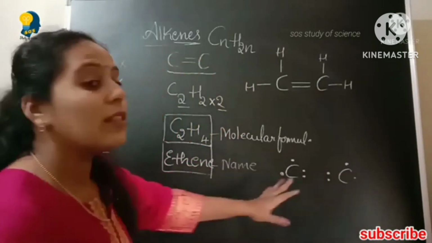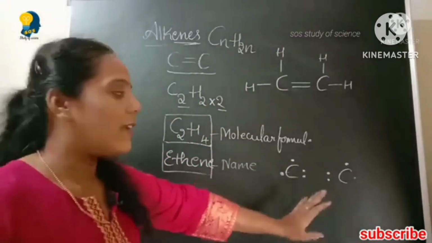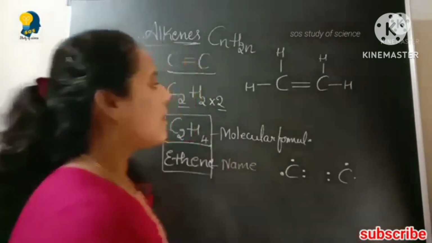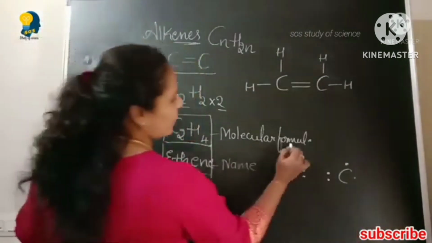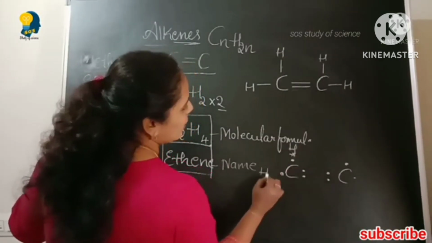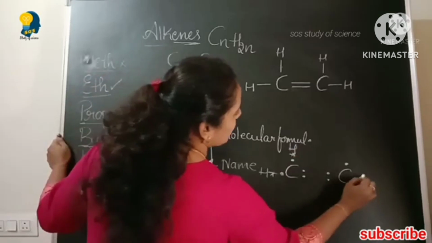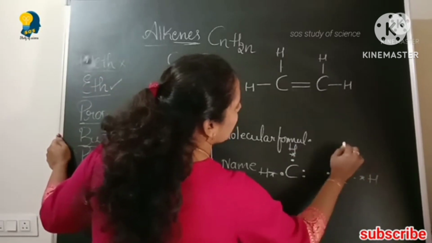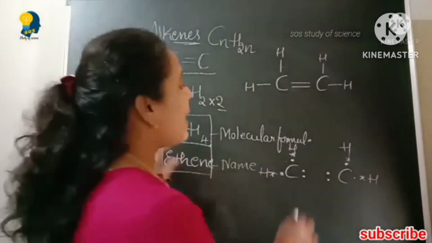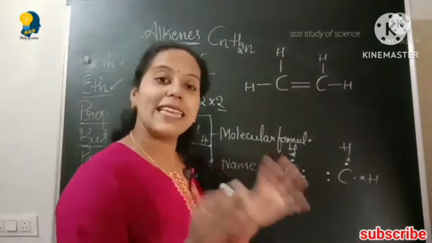Now both the carbons I have completed by their valence electrons. It's time to write the hydrogen. Hydrogen has 1 valence electron. You can see hydrogen has 1 valence electron. So this is how we write the electron dot structure for ethene.